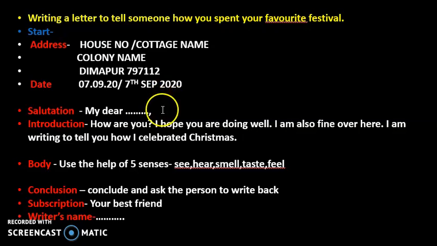Now in the next line, you will see there is a short line before we come to all the long lines. You need to write the salutation. So write my dear, and you write your friend's name, okay? So my dear Shilu, or my dear Priya, my dear Pooja, whoever you are going to write the letter to, you have to write that person's name. Once you write that person's name, we will start from the next line.